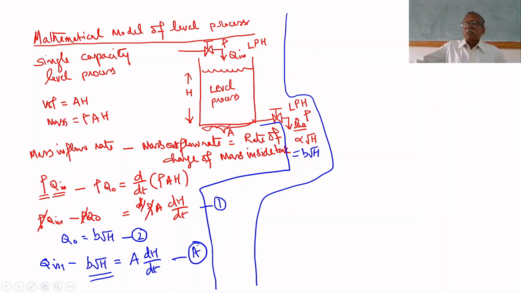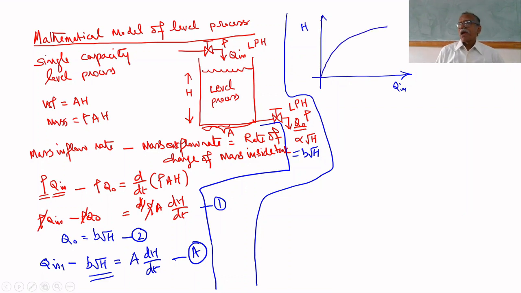If you draw the relationship between inflow rate Q in and H, the relationship will be like this. It is not a linear relation. It is a non-linear relation, because of this B root H. Because of this B root H, its relationship will be like this.